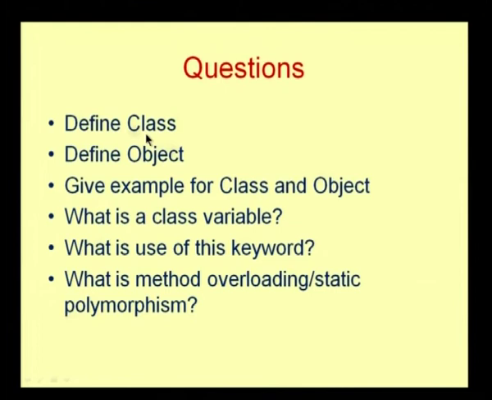So from this session we should be able to clearly answer these set of questions. What is definition of a class? What is definition of an object? So you can give few examples of classes and objects, and we clearly know what is class variable, what is the use of this keyword, and then we also know what is method overloading or static polymorphism.